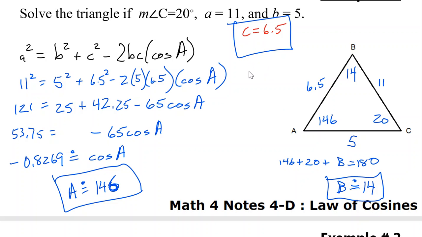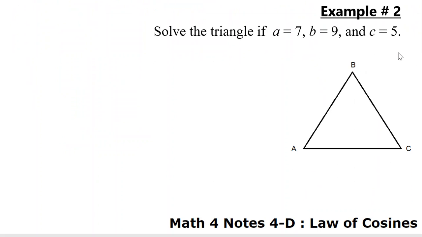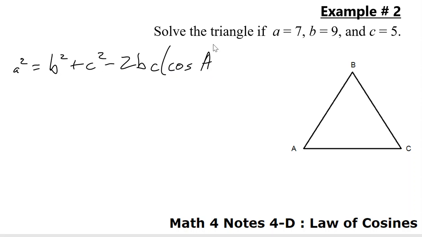All right. Now, let's try it again, only this time we know all three sides. So let's chase after big A first. We're going to say a squared equals b squared plus c squared minus 2bc times cosine of big A. And we're looking for big A here. So when I plug these in, I get 7 squared equals 9 squared plus 5 squared minus 2 times 9 times 5 times cosine of A.